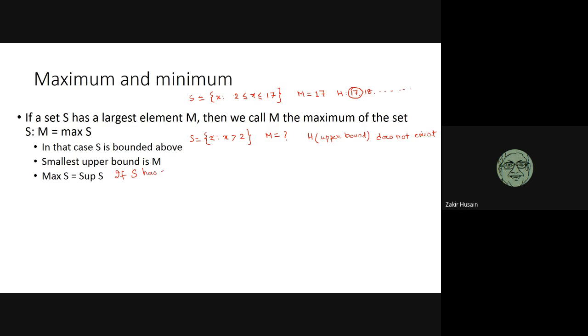If S has an upper bound, then the maximum element, the largest element of the set, is equal to the supremum. What is the corresponding concept for minimum?